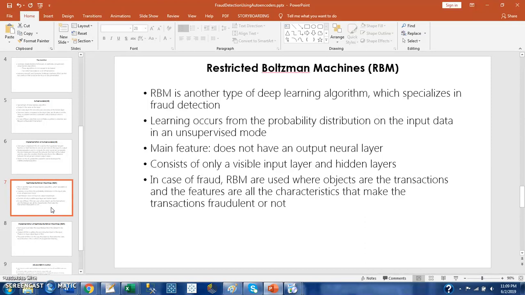In case of fraud detection, RBM are used where objects are the transactions and the features are all the characteristics that make the transactions fraudulent or not.